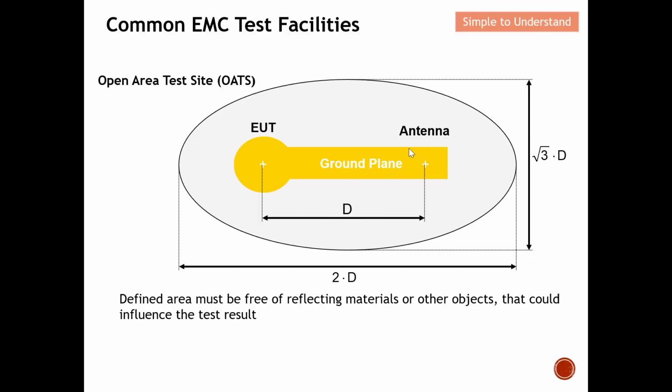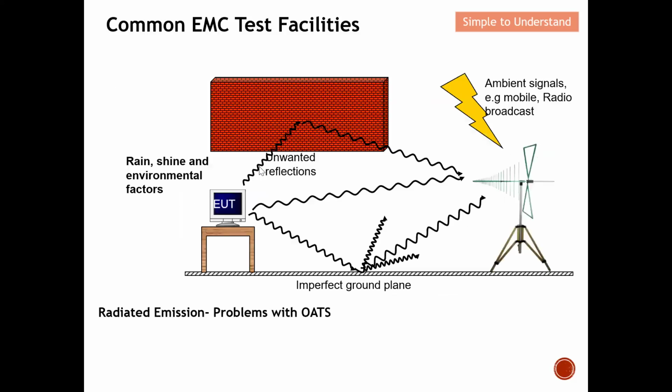So basically, this is the area size that you need to keep free of any reflective material or any other object that could influence the test result. Okay, so like I mentioned earlier on, this is getting more and more challenged. So this is for the open area test site.